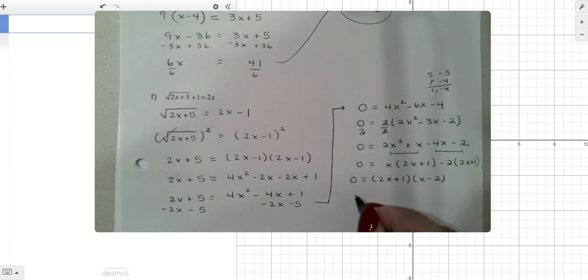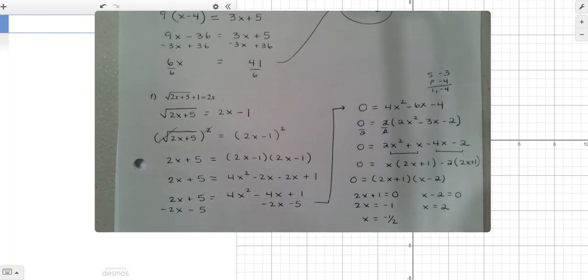All right, so either 2x plus 1 equals 0 or x minus 2 equals 0. This one would say 2x equals negative 1, so x is negative 1/2. And that one just says x equals 2. So I have two potential solutions, right? I need to check them both and see if either one or maybe both of them actually work back in my original equation.